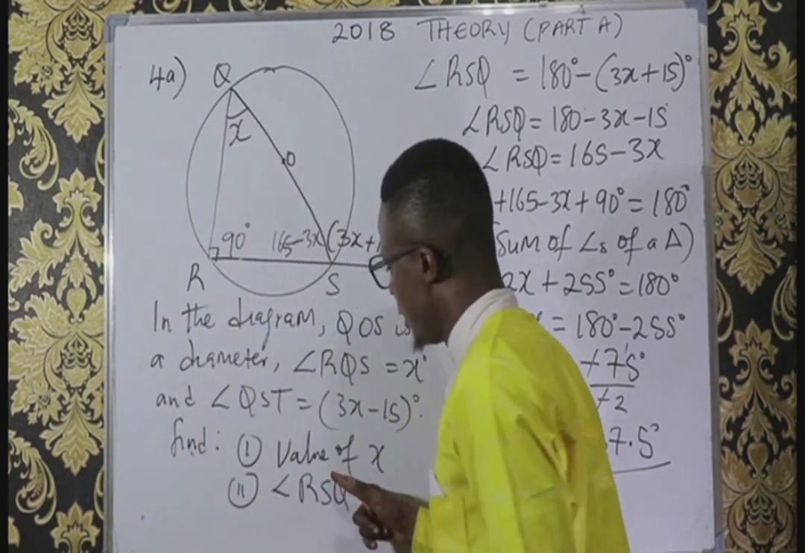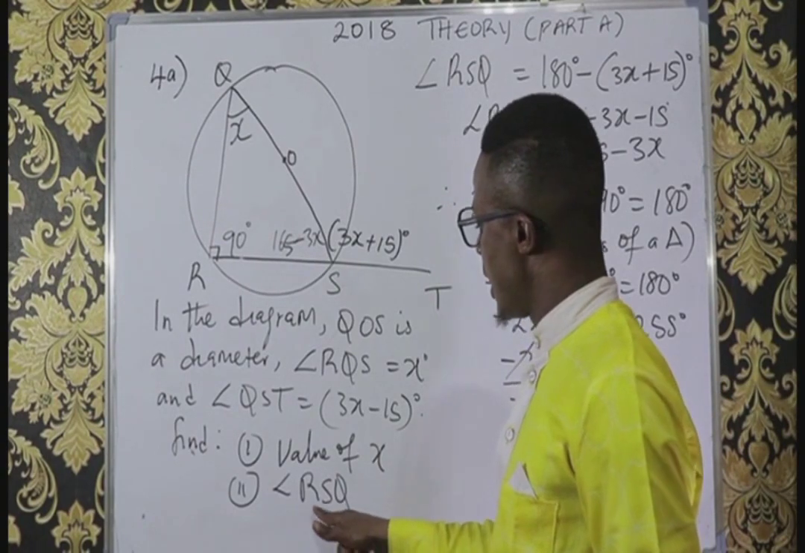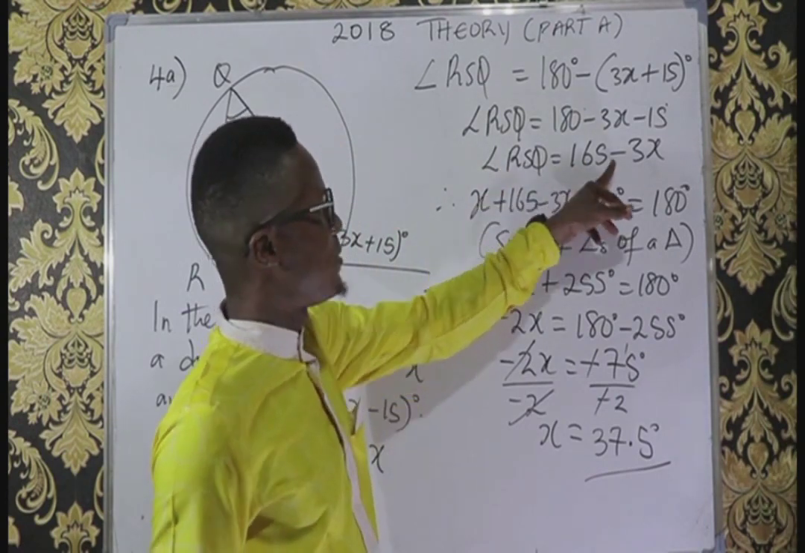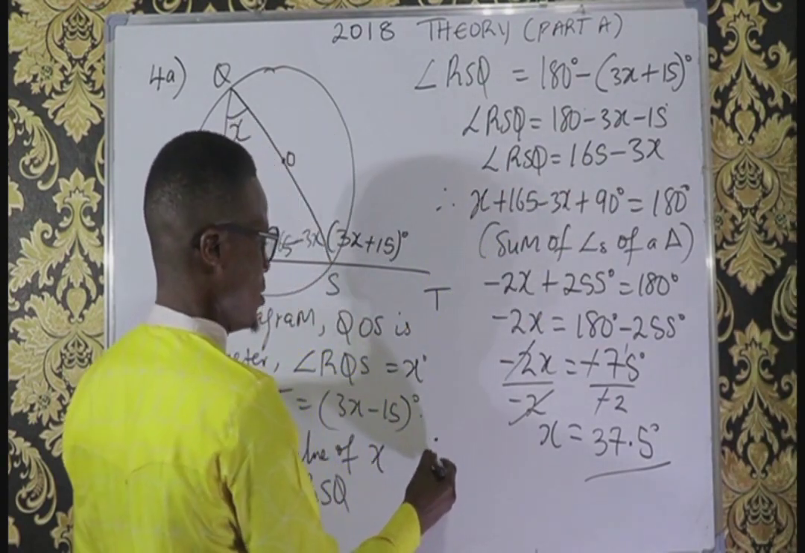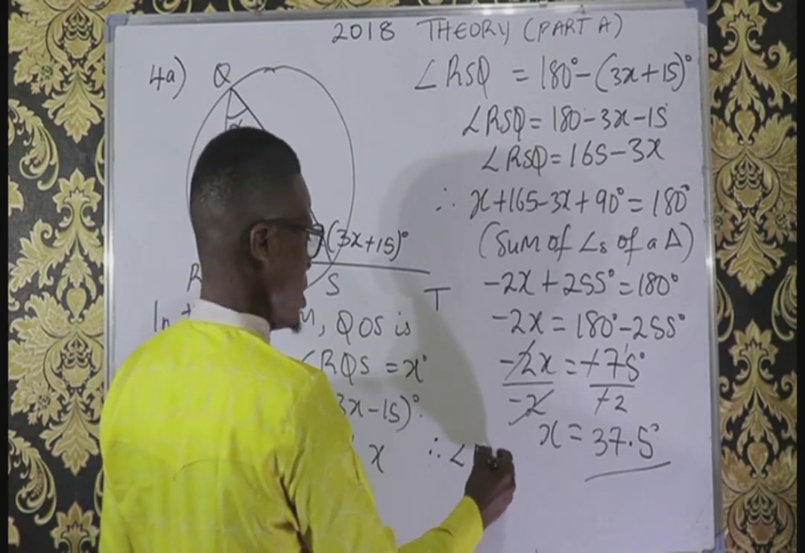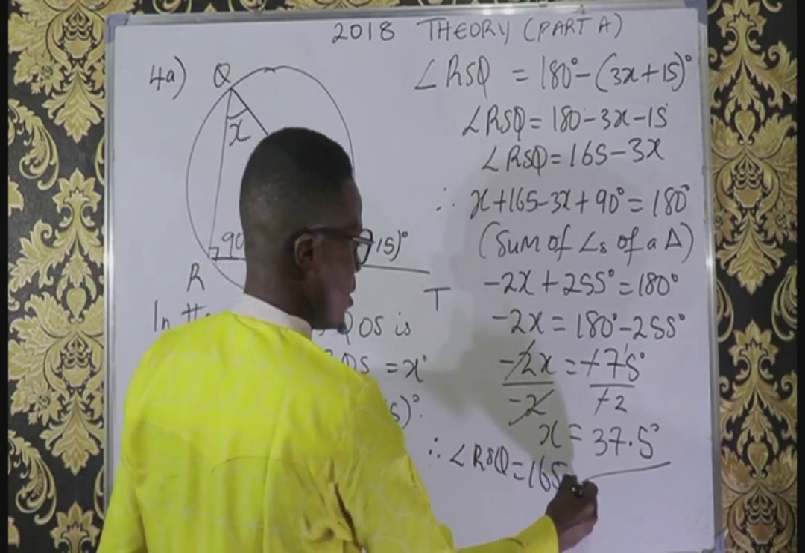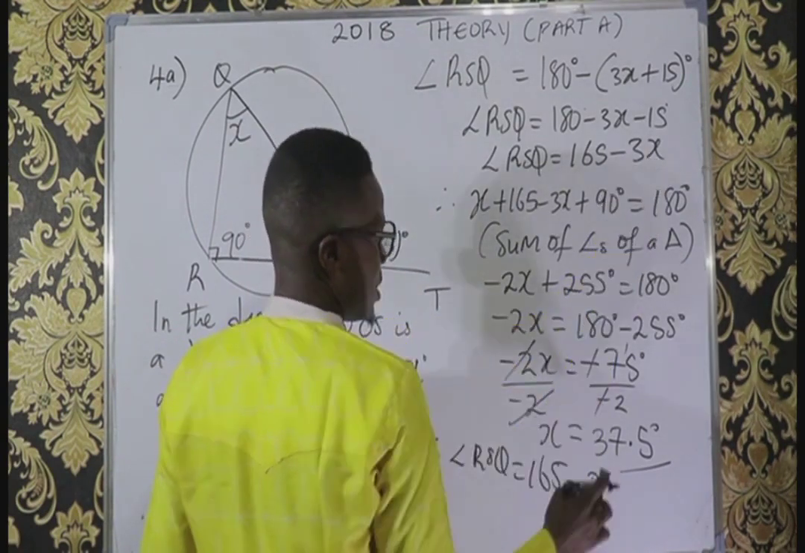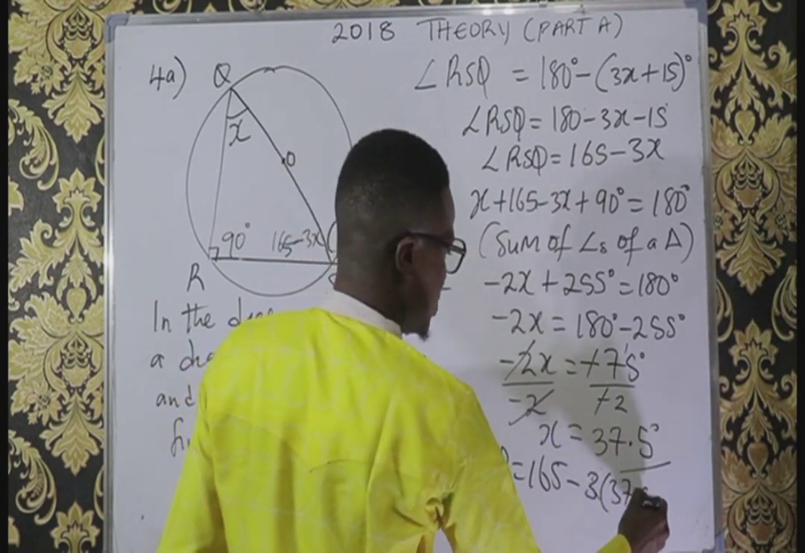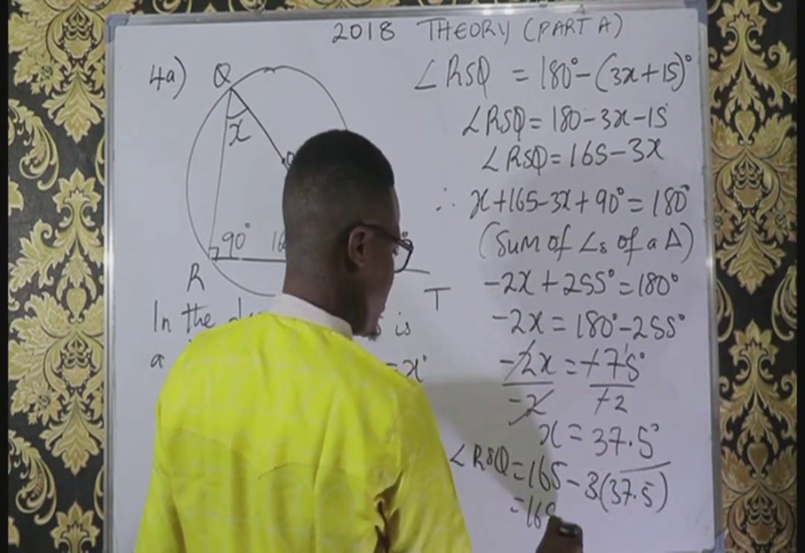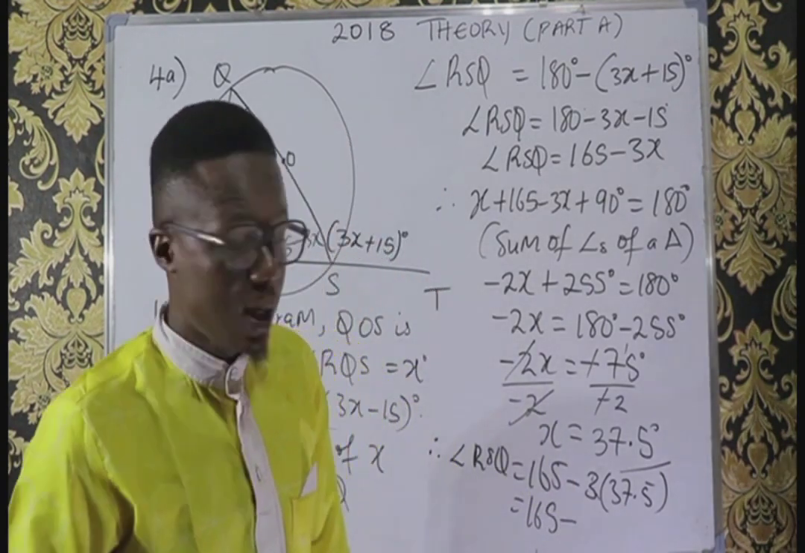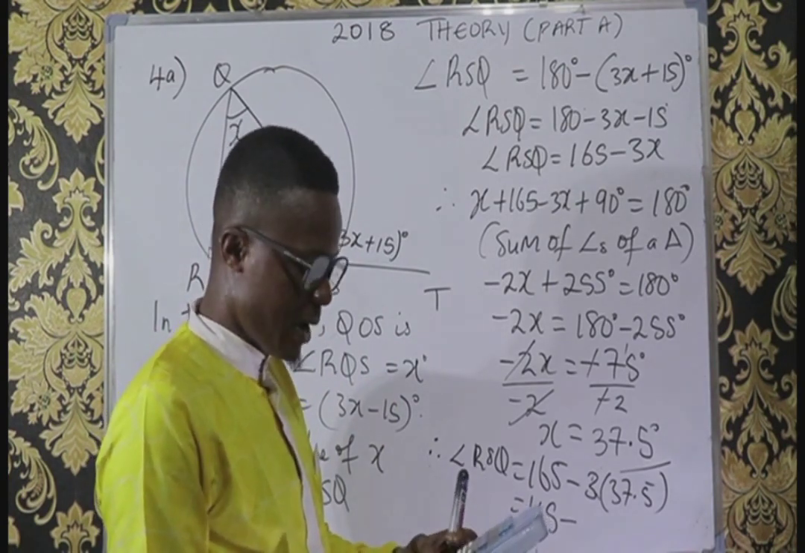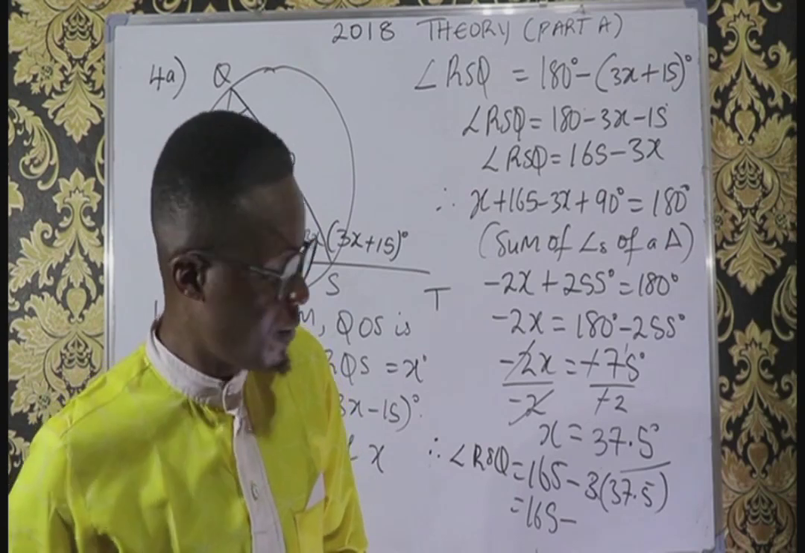So we've answered question I, the value of x. They said also we should get angle RSQ. Remember, this angle RSQ, we've called it 165 minus 3x. Therefore, angle RSQ will be 165 minus 3 times x, where x is 37.5. Let's be faster: 3 times 37.5 will give us 112.5.